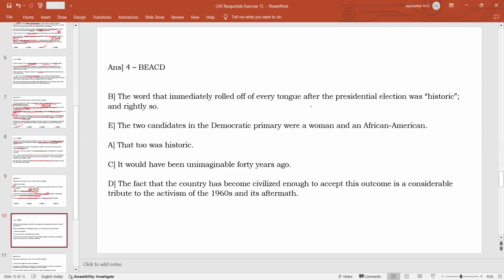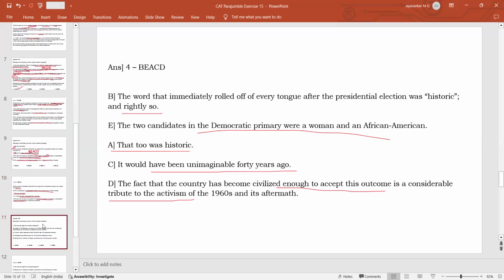The word that immediately came from every other tongue after the presentation was historic, and rightly so. So why is it rightly so? Because of this. And this again was historic because it would have been unimaginable 40 years ago. And the fact that the country has become civilized enough to accept this is a tribute to the activism. So this particular acceptance of such persons as American leaders is a tribute to the activism that happened in the 1960s. So this is how the paragraph can be sequenced properly.